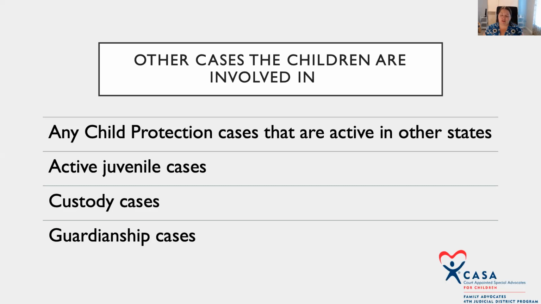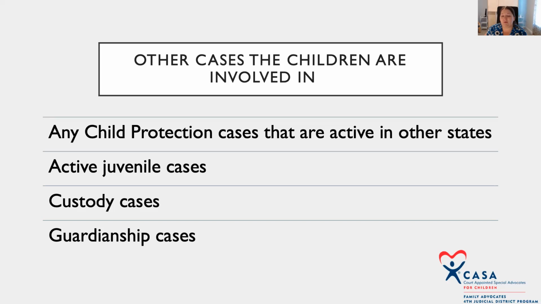The last big change that I'm going to show you on the reports is now there's a new section labeled Other Cases the Children Are Involved in. So this would be any child protection case that the children are actively a part of in other states. This could happen if the families originally started in Oregon, let's say, and then moved to Idaho. That does happen every so often where we get cases that have crossed state lines. So we would just want to point that out to the judge.